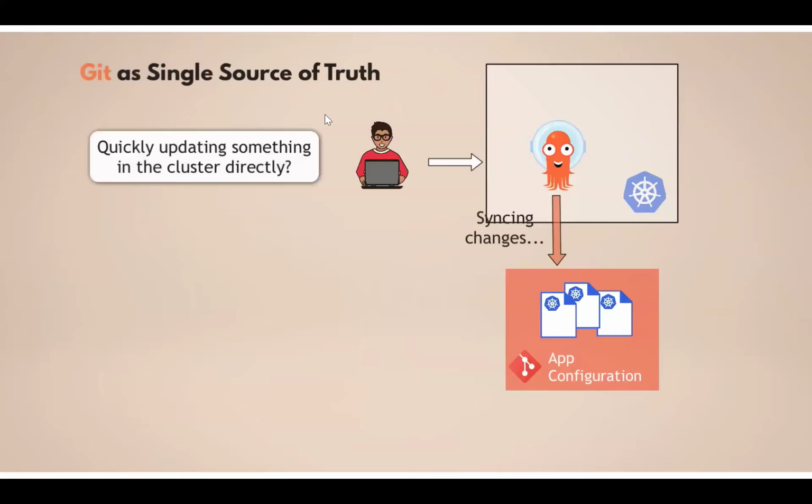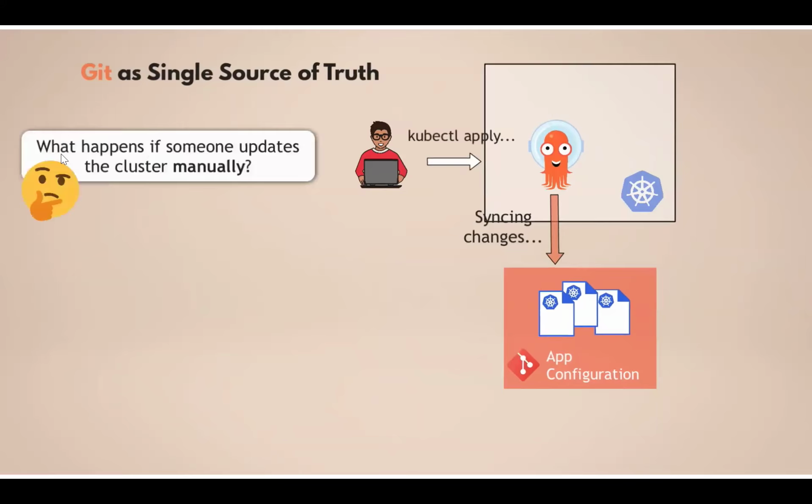Now, Git as a single source of truth. What happens if someone quickly updates something in the cluster directly? So it's basically asking what happens if someone updates the cluster manually. For example, your Kubernetes cluster has two pods. If someone goes there and manually changes something through a command, or changes the version through a command, not through the manifest file, then what will happen?